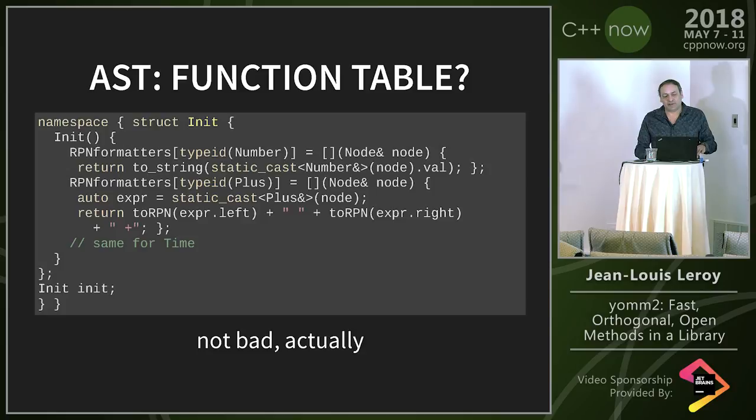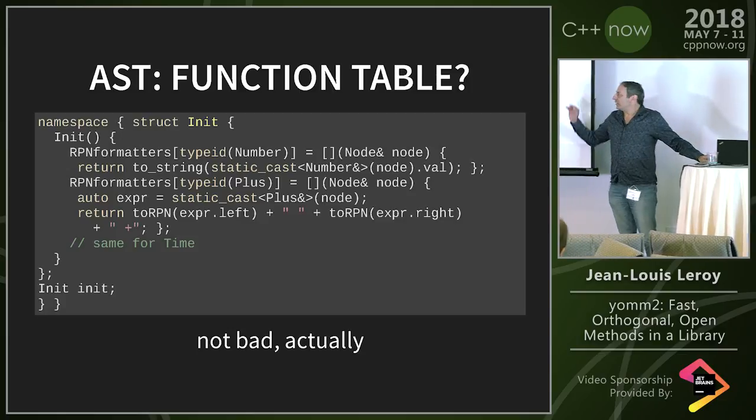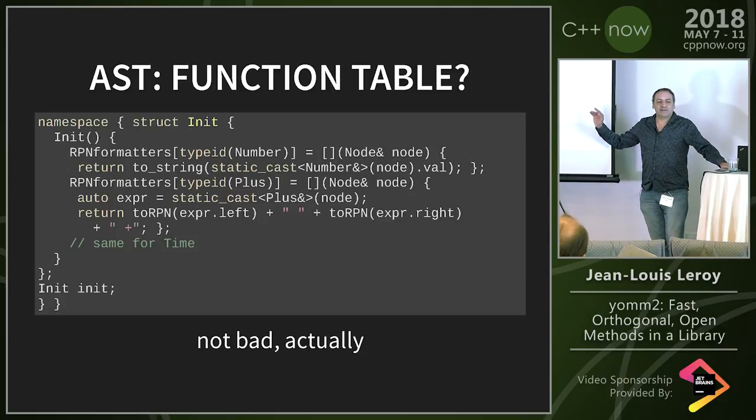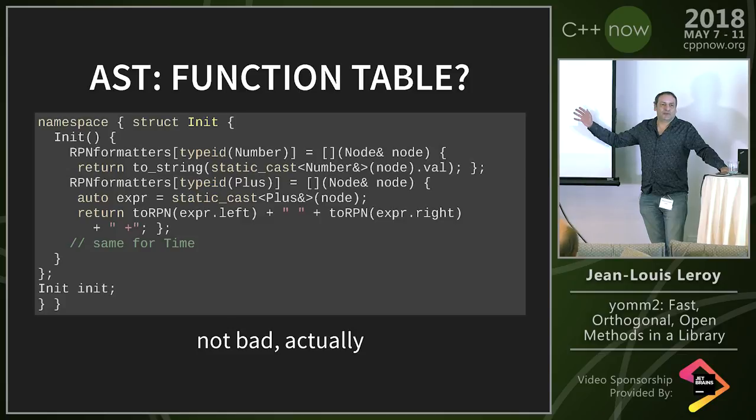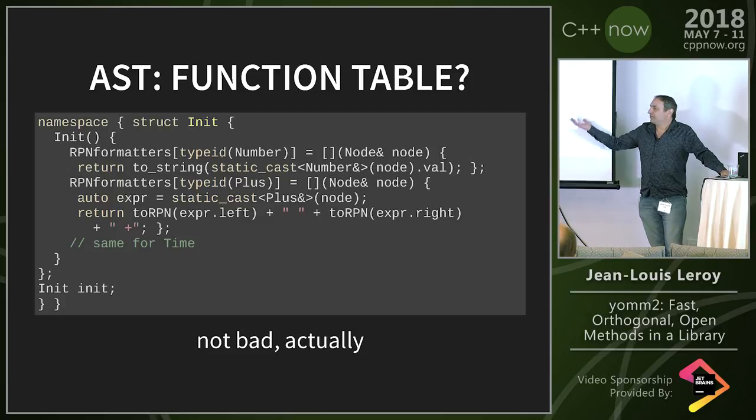The solution has the usual drawbacks. Each time that I add a node subclass, I need to add entries in a table. But at least now I can do it. I can do it dynamically. I mean, now it's open. I don't need to modify any existing code if I decide to add new node subclasses. Of course, I'll need to insert a new entry in the table, but at least this is extensible.